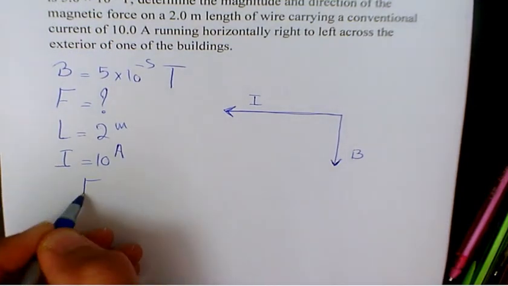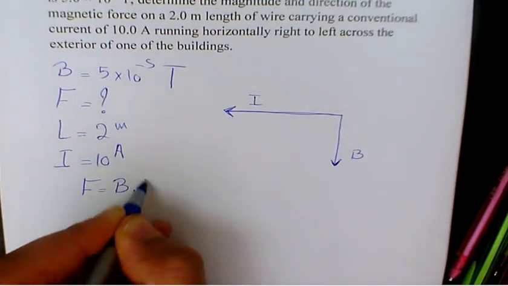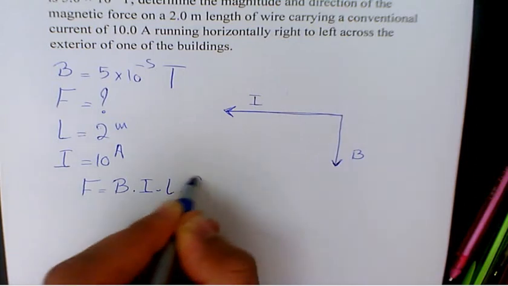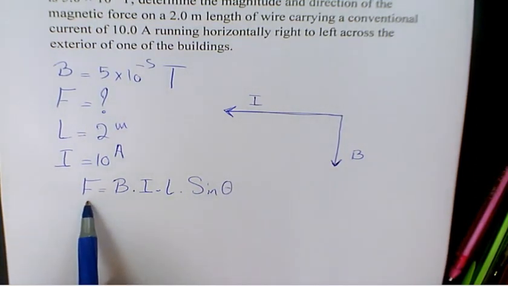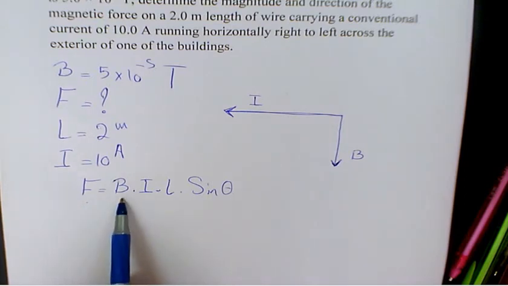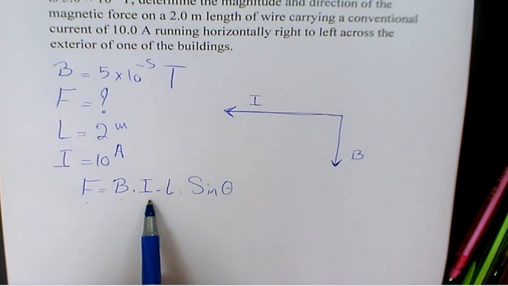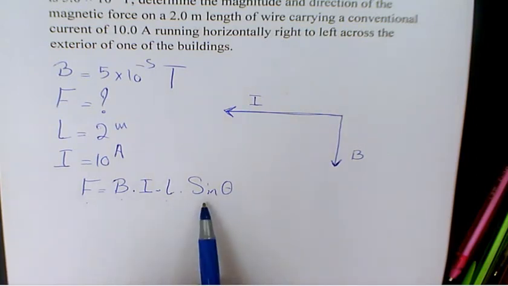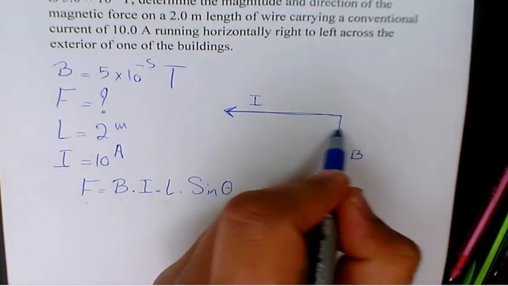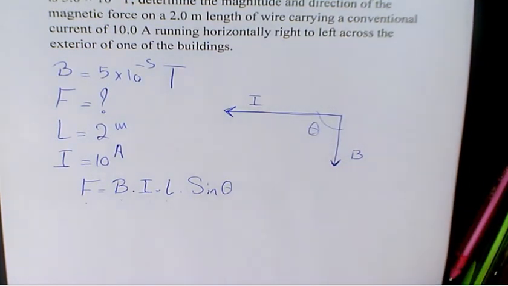So F equals B times I times L times sine theta. F is the magnitude of the magnetic force. B is the magnitude of the magnetic field in terms of Tesla. I is the electric current in terms of ampere. L is the length of the wire in terms of meters. And we have sine theta. Theta is going to be the angle between B and I.